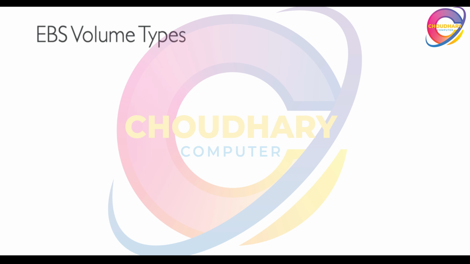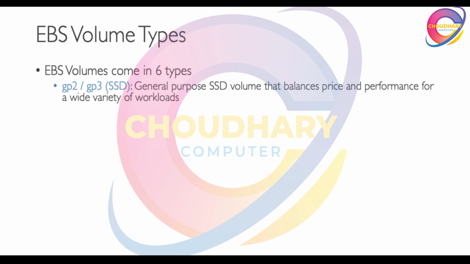So now let's talk about EBS volumes. There are different volume types. They come in 6 different types today, and we can group them in several categories. The first one is GP2, GP3, which is a general purpose SSD volume that will balance price and performance for a wide variety of workloads. And this is something we've been using so far in this course.